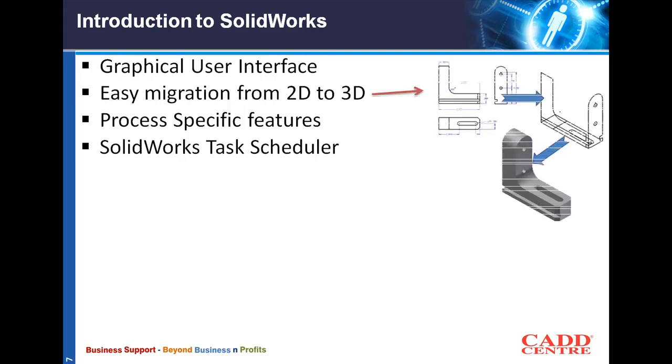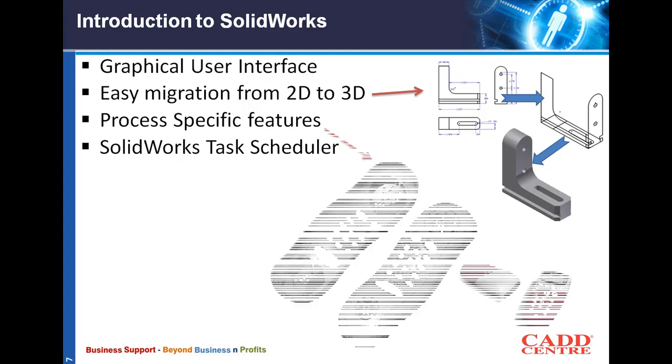And the next one is easy migration from 2D to 3D. So what is it about? Now a company has been using a 2D software for a number of years, and now they want to shift from 2D to 3D. What will they do? They will look for a software where they can understand the conversion of 2D to 3D as simply as possible. Here SolidWorks is capable of doing this process so simply. How? Definitely we will see in the later session.